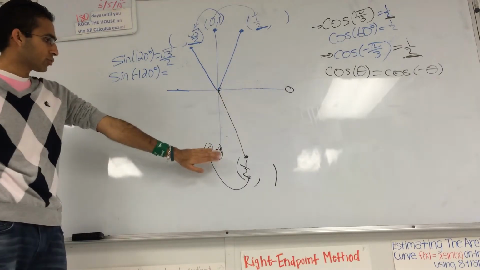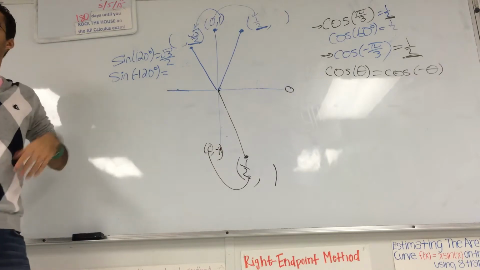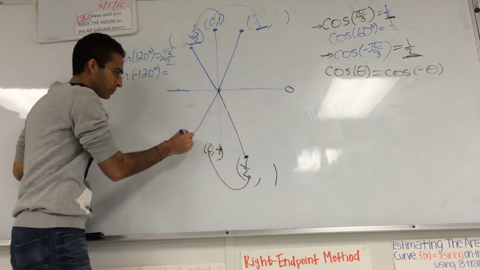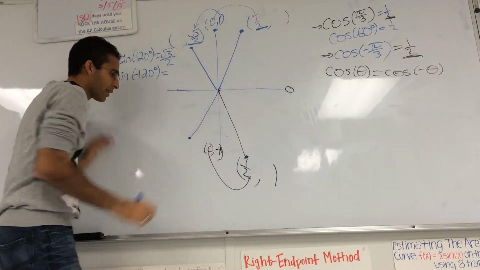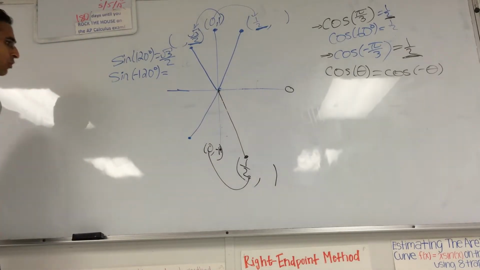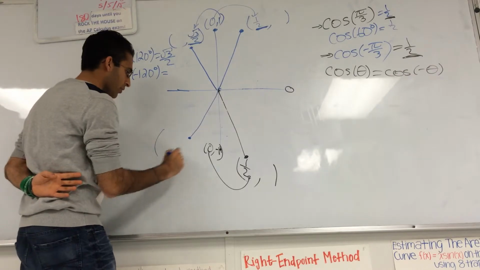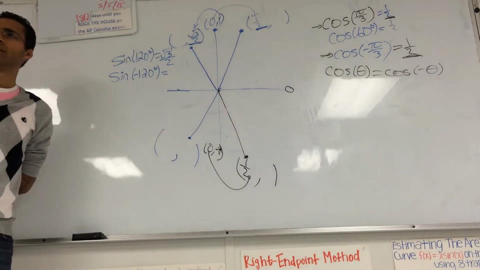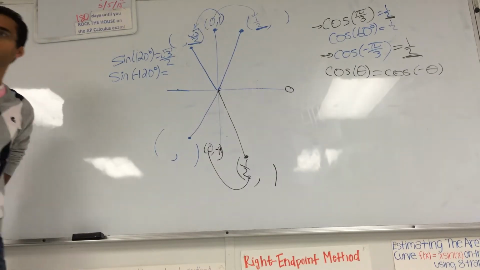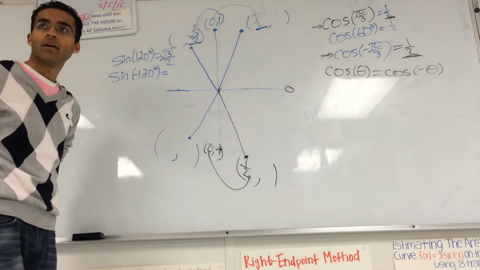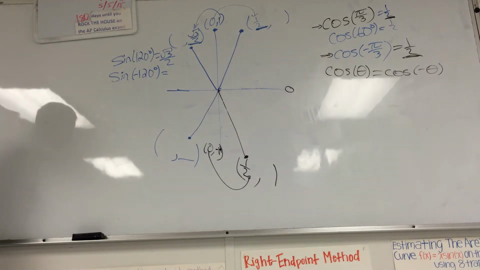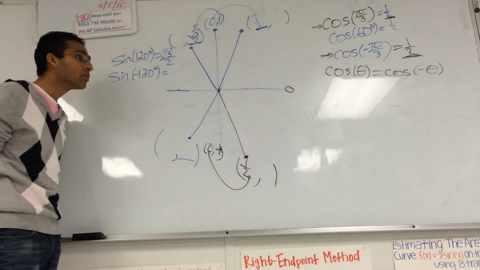Would you like it to be closer to the y-axis or the x-axis? So y. Okay, good. So maybe somewhere here. And do you want to find the x-coordinate or the y-coordinate? Y. And why is that? Because sine is y and cosine is x. Okay, good. And would you like it to be positive or negative? Negative. Why is that? Because it's below 0 on the y-axis. Okay, good.